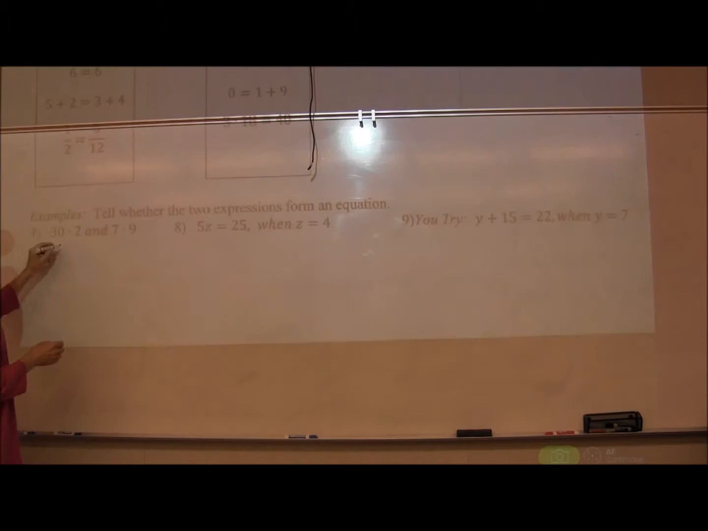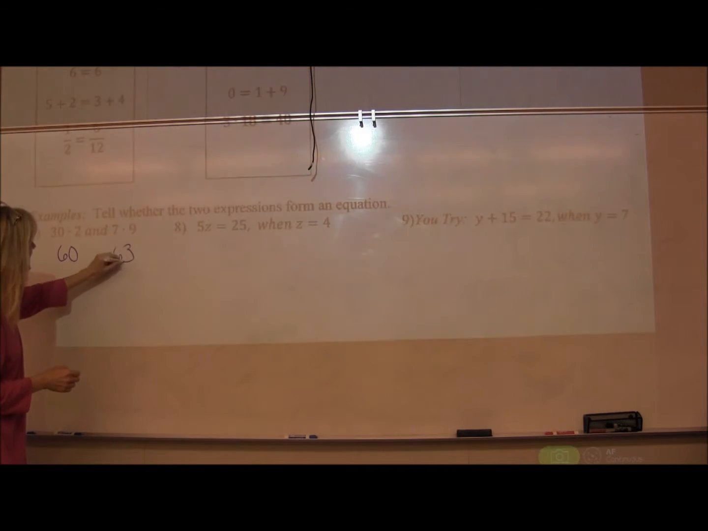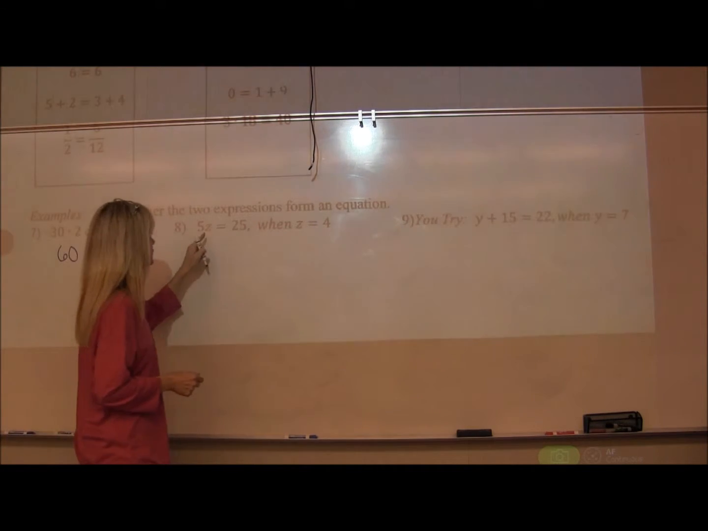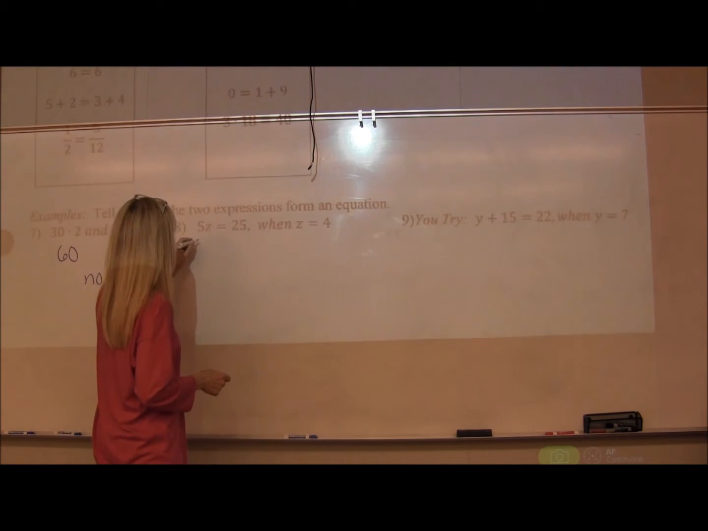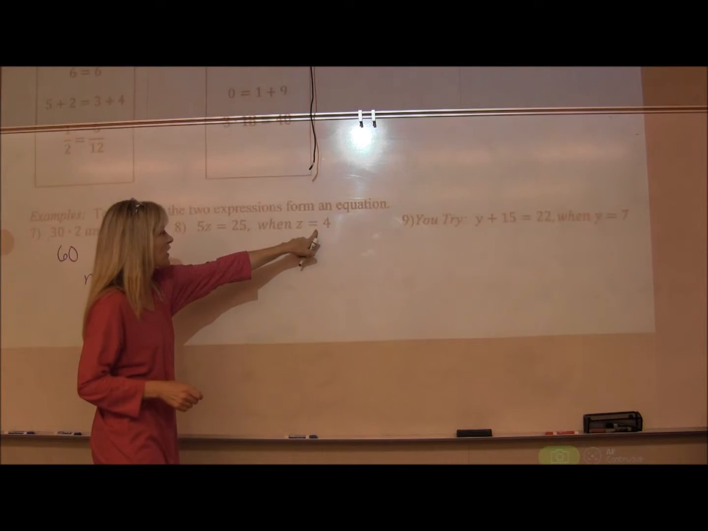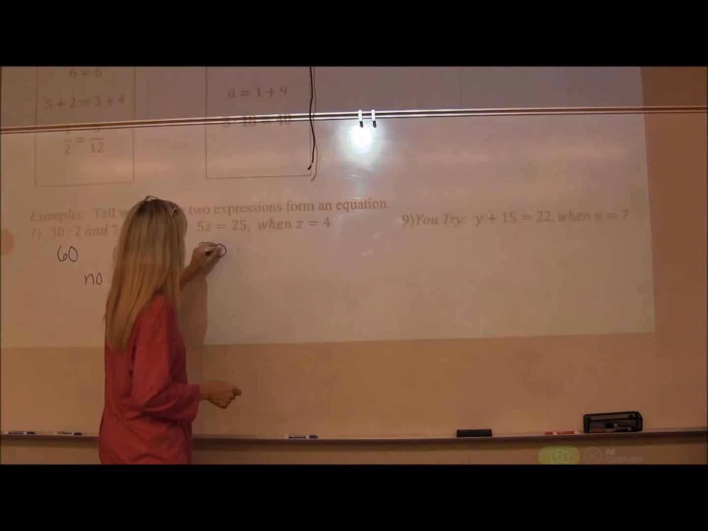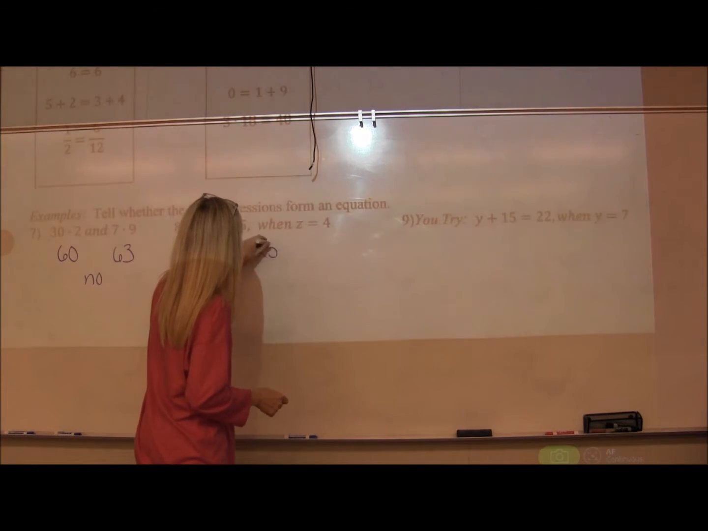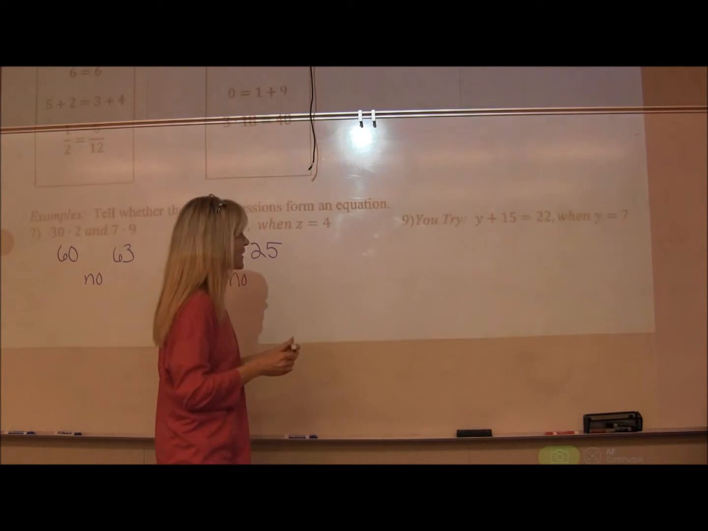All right. Okay, so 30 times 2 is 60, 7 times 9 is 63, so no, it doesn't make a true equation. Okay, 5 times z is 5 times 4. I'm going to substitute that in. That would mean 20 equals 25, so no. So you guys do the Try.